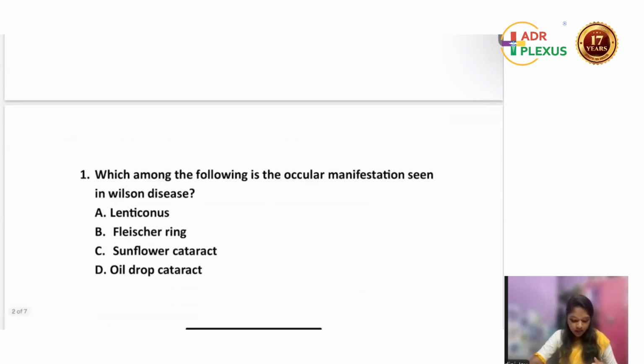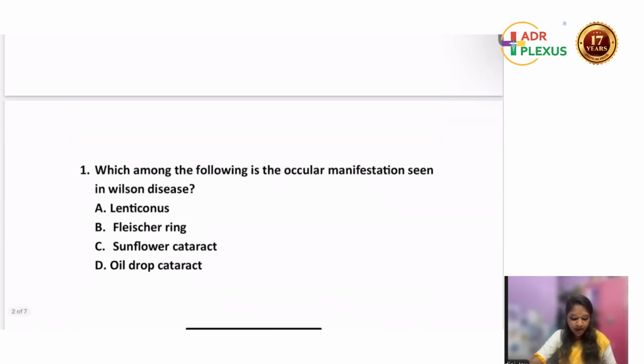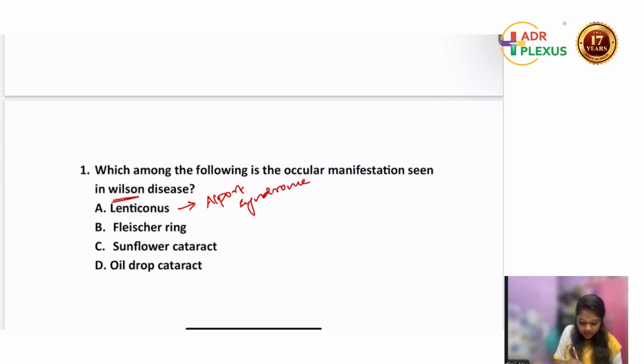The first question: which among the following is the ocular manifestation seen in Wilson disease? Options given were lenticonus, Fleischer ring, sunflower cataract, and oil drop cataract. We'll go one by one. Lenticonus is actually a feature usually seen in Alport syndrome. It's not a feature of Wilson disease.